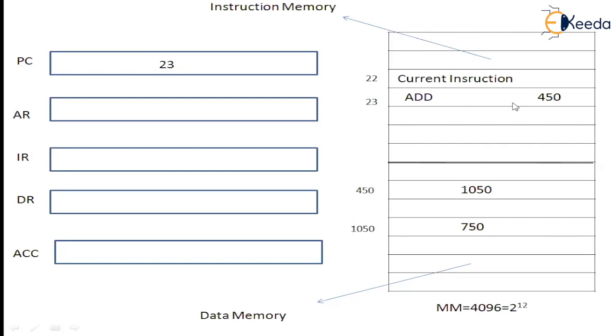So the CPU is going to ask the program counter, what is the address of the next instruction? The program counter gives 23, which is the address of the next instruction. Now let us understand. I want to locate an address in the main memory. Can the program counter do that? The program counter cannot locate any address in the main memory. It just holds the address part of the next instruction.